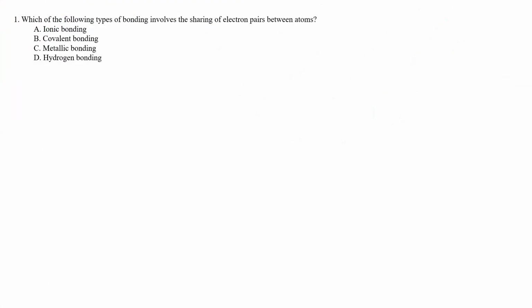Question number 1. Which of the following types of bonding involves sharing of electrons between atoms? Electrons are shared between atoms only in covalent bonds.